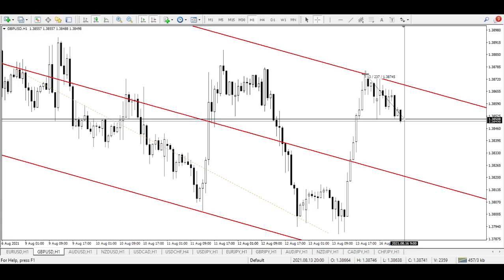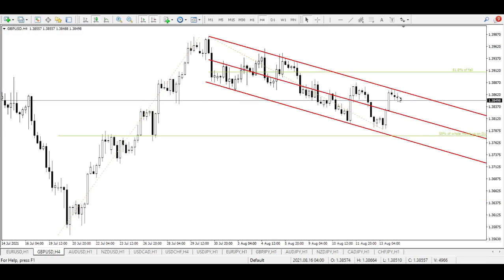Otherwise, I suggest you wait for the closing of the 4-hour candle. If the market starts going up and the 4-hour candle closes above this upper line of the channel, then you should close your sell position. Maybe you will lose 5, 6 or maybe 10 extra pips, because we do not know how far it will go until the closing of the 4-hour candle.